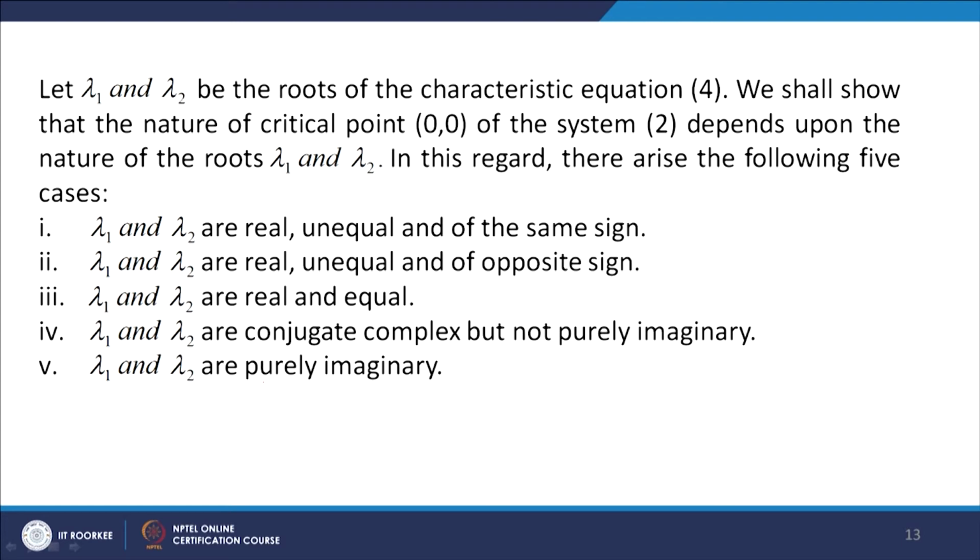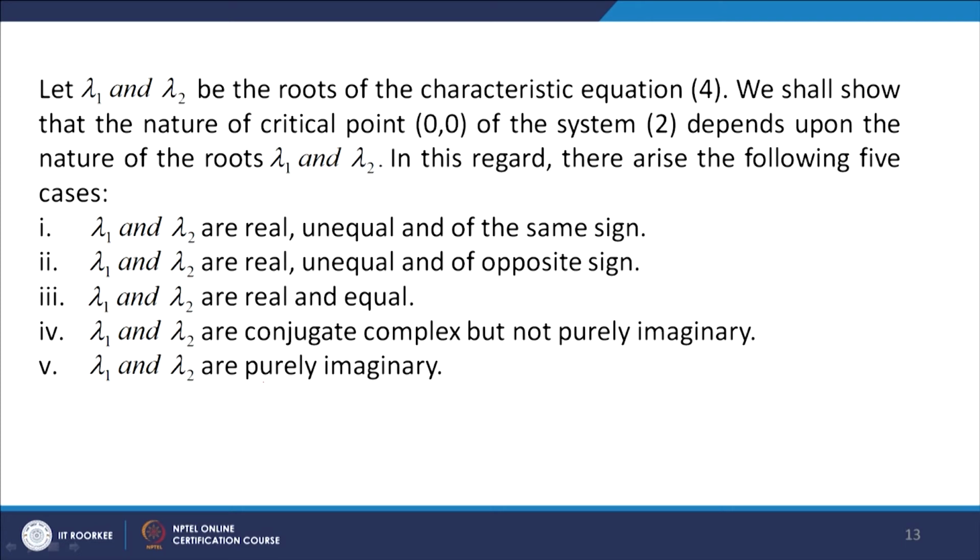So, in this regard, as such we have 3 cases when we have two roots of the second order equation. They may be real and distinct, that is one case. Then they may be complex conjugates of each other, and the third case is that they are real and equal. But here we have 5 cases. So, we have 2 sub cases of the situation where λ1 and λ2 are real and unequal. One is that they are real, unequal and of the same sign, and the other is that they are real, unequal and of opposite sign.